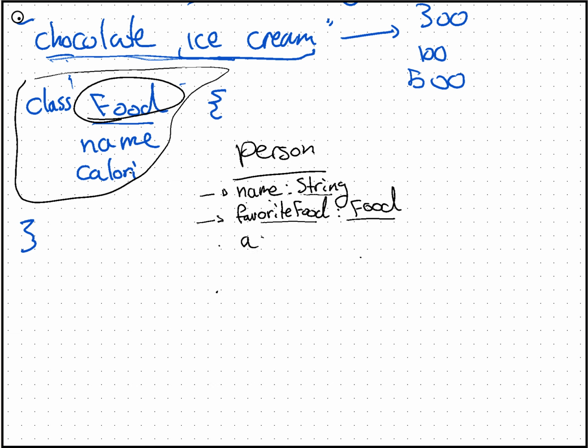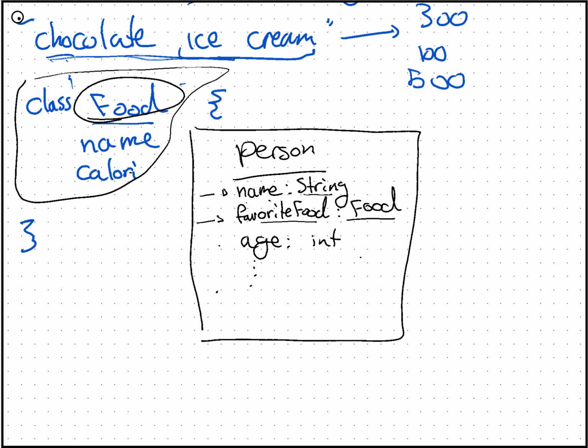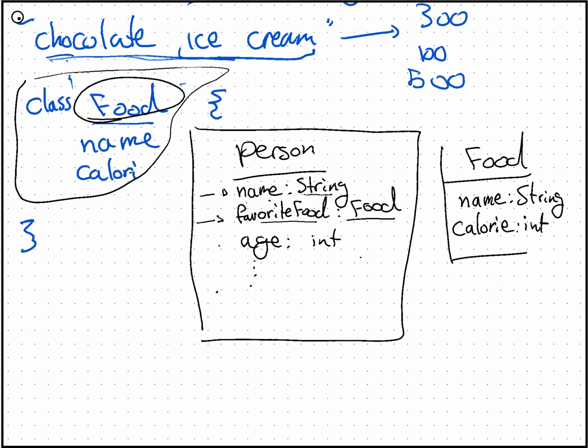And age is an int, and all the other fields. So that's our person class. Then our food class, well, we know it has a name, and that's of type string, and it has a calorie. And what's the type there? It's an int. Int, exactly. And I don't believe it has anything else.